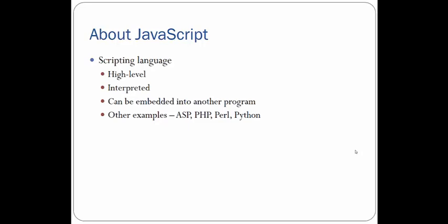JavaScript can be embedded into other programs like HTML documents, and some other examples of scripting languages include Active Server Pages or ASP, PHP, Perl, or Python. JavaScript adds interactivity to web pages, and that's what we're going to concentrate on today. And there's also no license required. It's a free product, and every major browser has a JavaScript interpreter built right in.